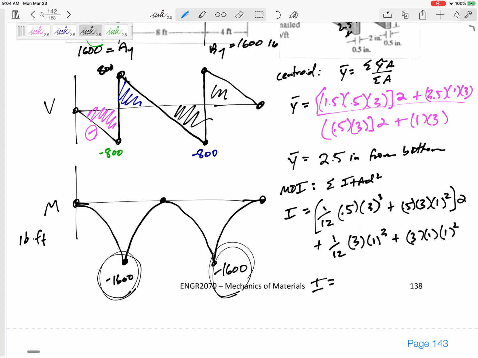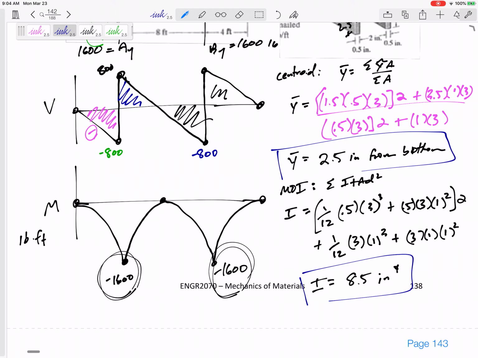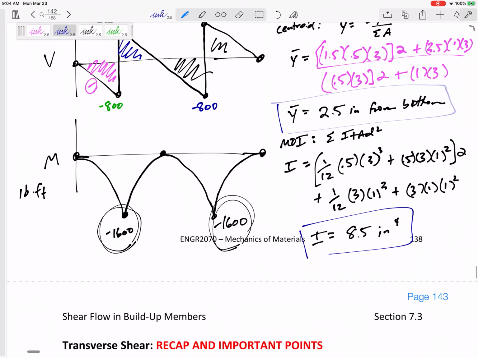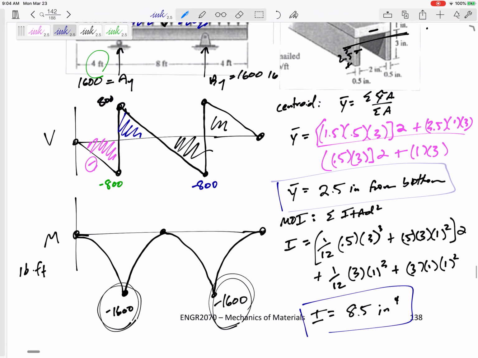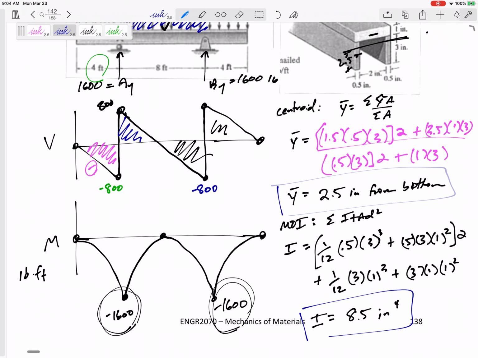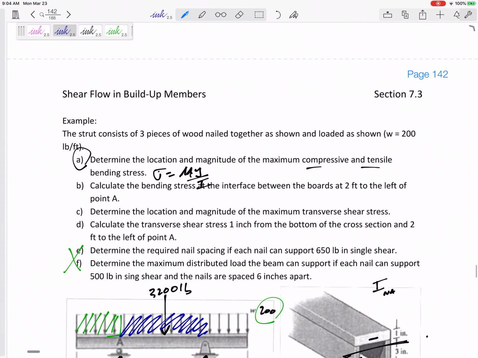All right, so I've got the I for this shape to be 8.5 inches to the fourth. 8.5 inches to the fourth. Let me box it. They didn't ask for those, but I'm going to use those again and again, so let me box those in. Okay, now I think I'm ready.